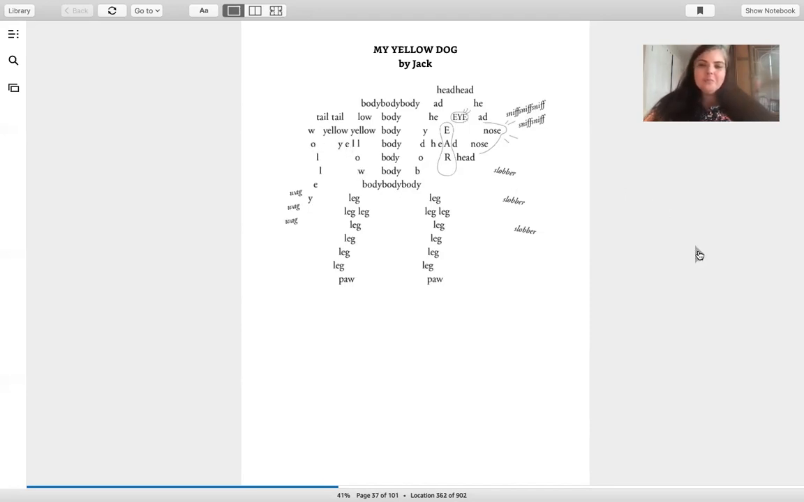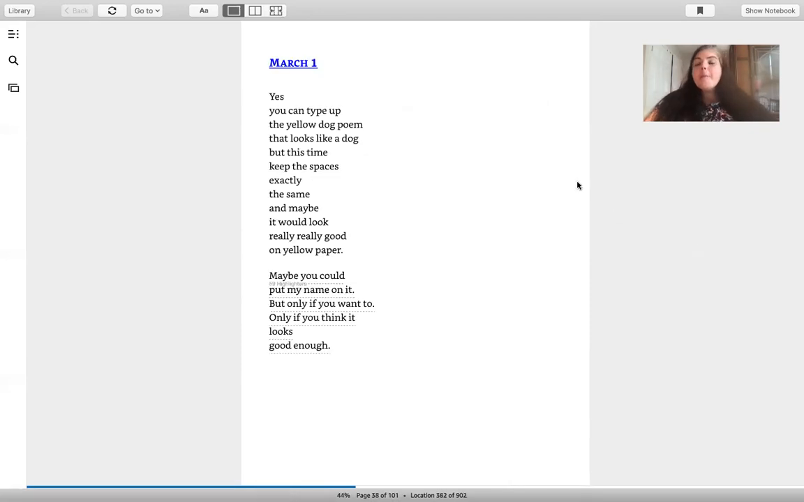March 1st. Yes, you can type up the yellow dog poem that looks like a dog, but this time keep the spaces exactly the same. And maybe it would look really, really good on yellow paper. Maybe you could put my name on it, but only if you want to, only if you think it looks good enough.